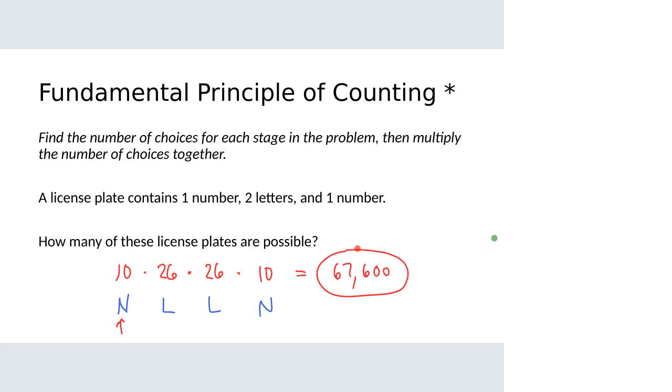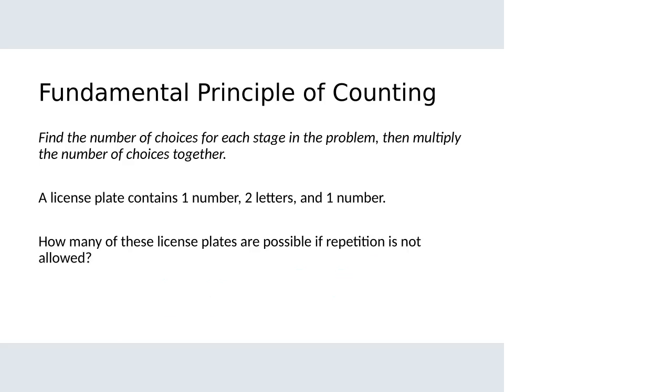I'm going to modify this problem just a tiny bit. A license plate contains a number, 2 letters, and a number. And for me, it just kind of helps me stay organized if I do this. It's not something that you necessarily have to do, but it helps me stay organized with what it is that I'm looking for. How many of these license plates are possible?